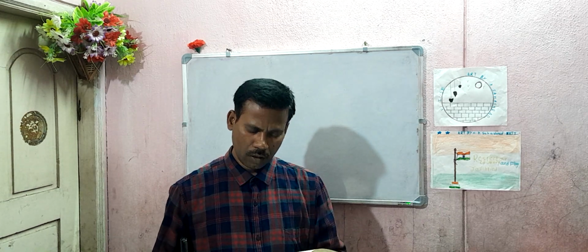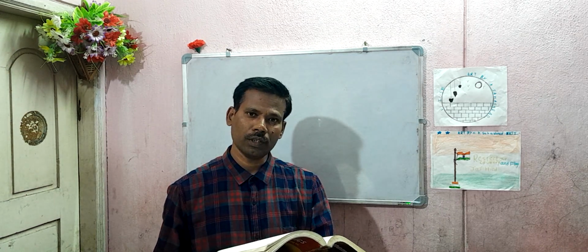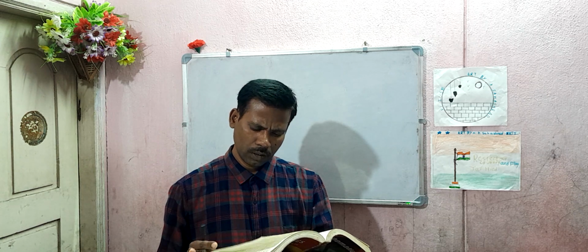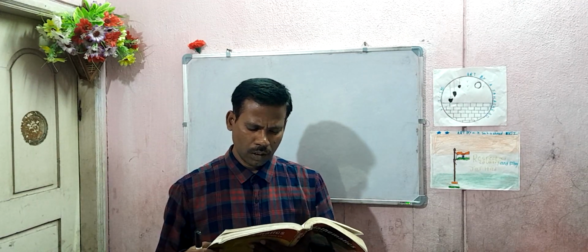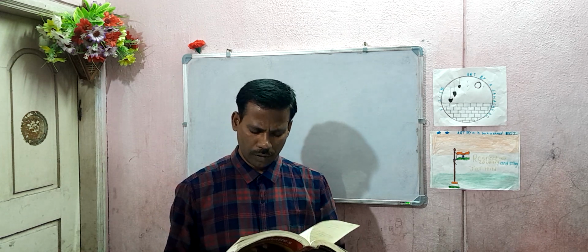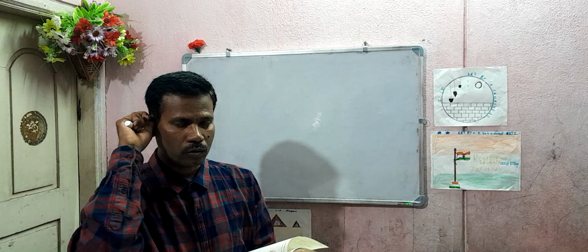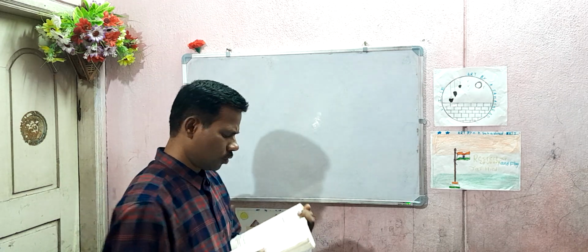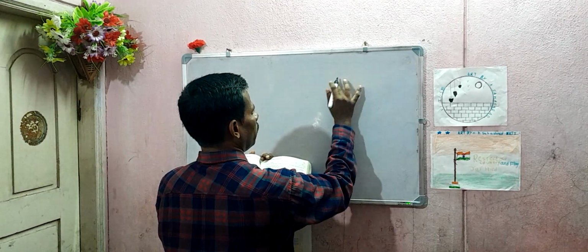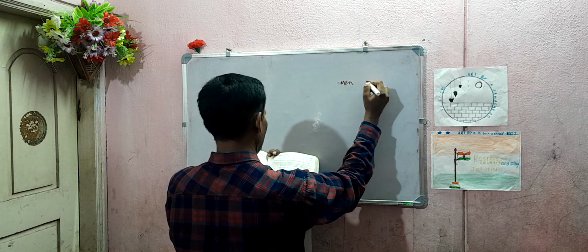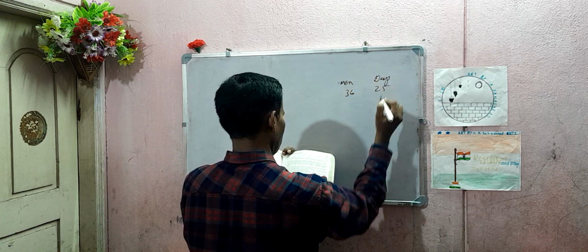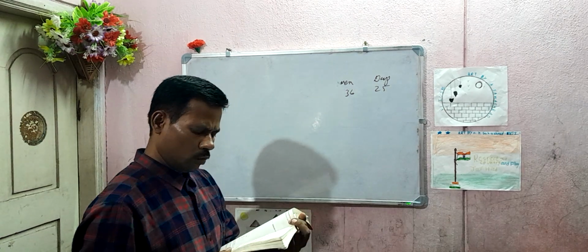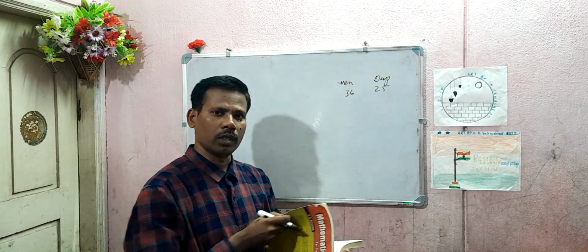Welcome back, students. Now I am going to explain the problems which are of inverse proportion. Let us complete this. 36 men can do a piece of work in 25 days. We will finish off soon by doing different models. 36 men can complete the work in 25 days. In how many days will 15 men do it?